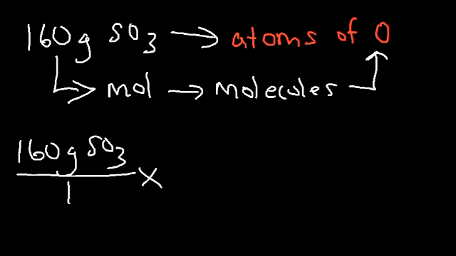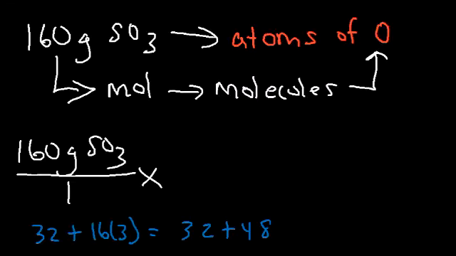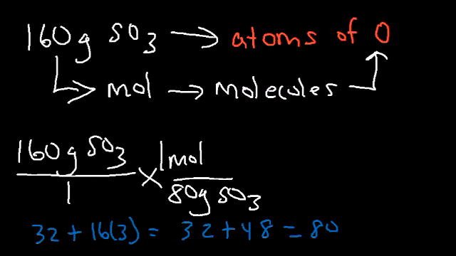And we need to find the molar mass. Sulfur has a molar mass of 32. And for oxygen, it's 16, but times 3. 16 times 3, that's 48. And 32 plus 48 is 80. So the molar mass is 80. So there are 80 grams of sulfur trioxide per 1 mole of SO3. So these units, they cancel.